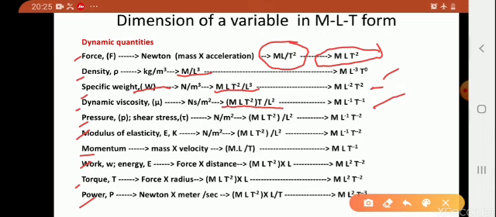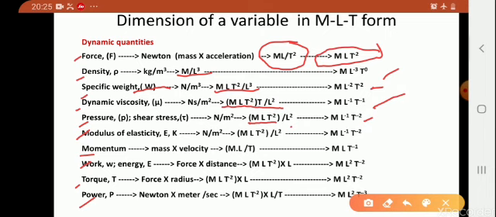Similarly, pressure and shear stress carry the same unit, that is Newton per meter square, and Newton means it is a force, so M L T raised to minus 2 is the MLT form for Newton, then divided by meter square. Meter means length, so it is length square. Ultimately you will get this one, M L raised to minus 1 and T raised to minus 2.